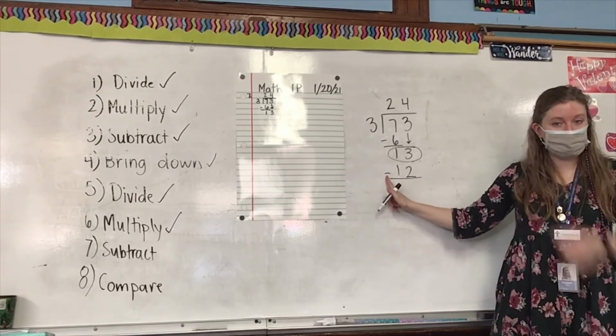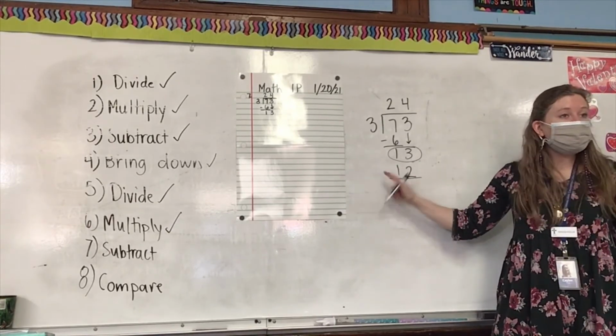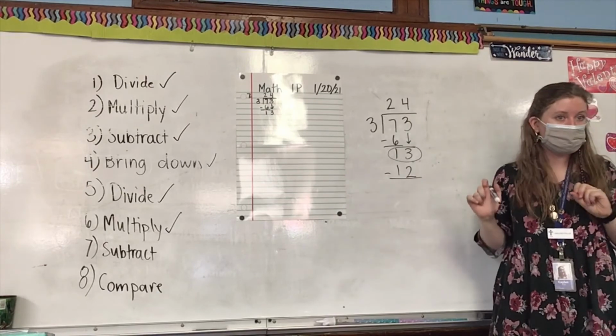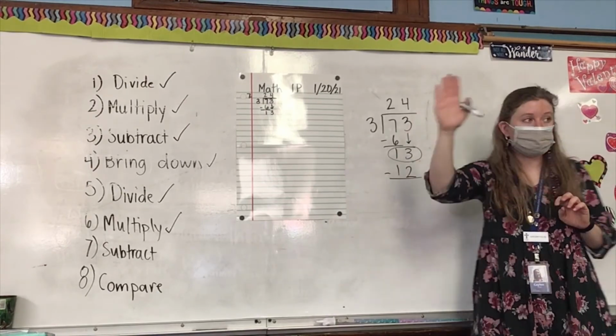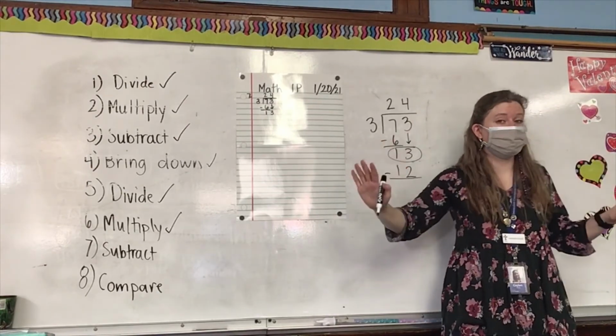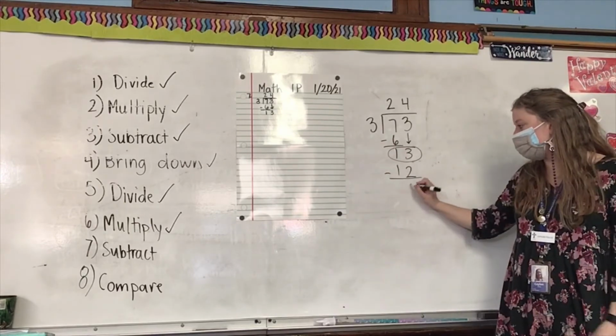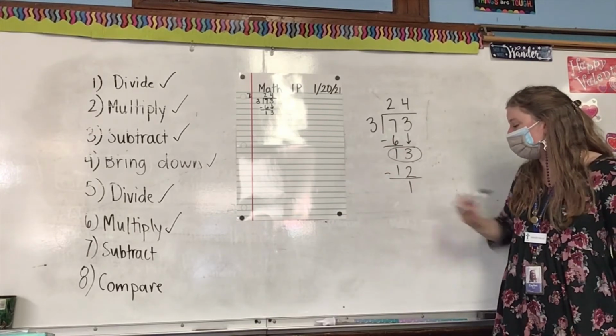Please do not forget your operation symbol. Don't be too good or too cool. Slow down. Show everything. Victoria, 13 minus 12 is 1.